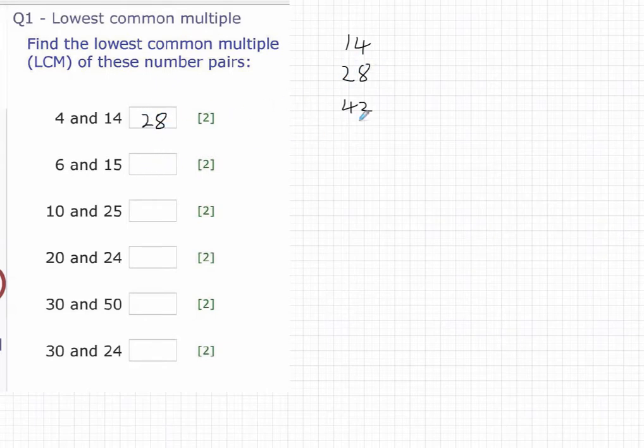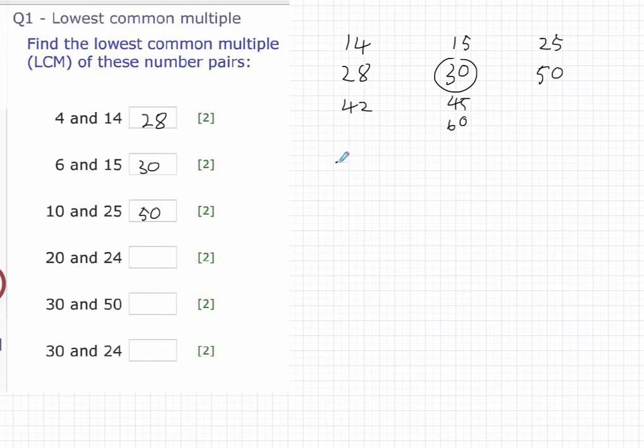In this case here we've got 15. Will 6 go into 15 exactly? So go to the 15 times table. That would be 30, 45, 60. But 6 will go into 30, so the answer is 30. 10 and 25. So maybe it's 25, but obviously 10 won't go exactly, so maybe it's 50. Will 10 go into 50? Yes, it will, so the answer is 50.